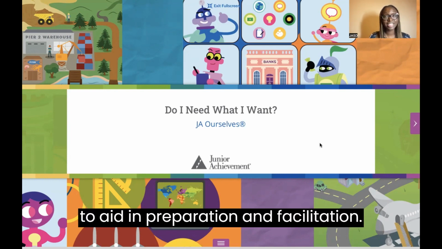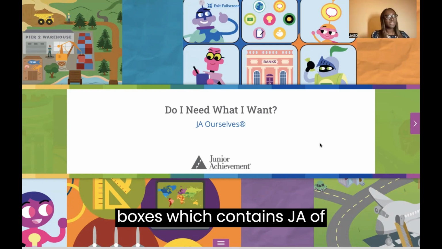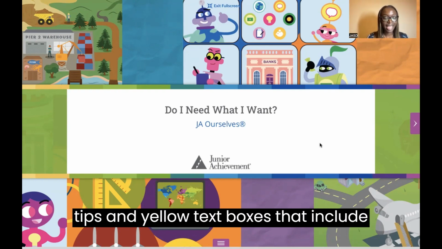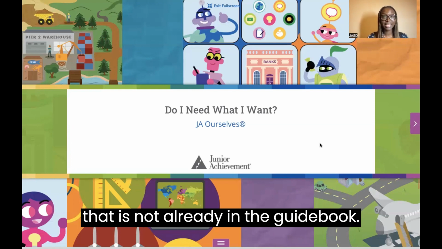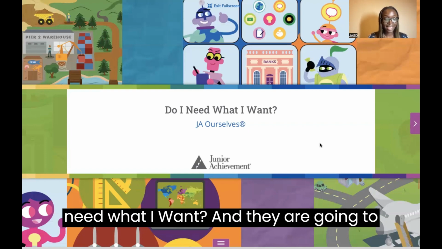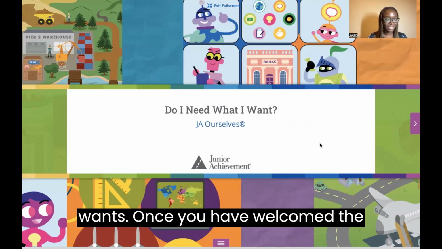To aid in preparation and facilitation, you will see in the guidebook blue text boxes which contain JA of South Dakota's session-specific teaching tips, and yellow text boxes that include vocab terms and presentation content that is not already in the guidebook. Today, we are going to be focusing on "Do I need what I want?" And you are going to be making choices between needs versus wants.